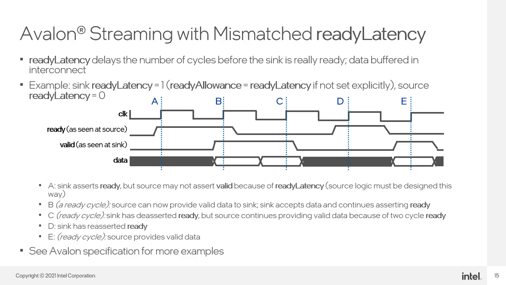Note that if readyAllowance was set to 2, for example, cycle D would also be a ready cycle, allowing the sink to continue receiving valid data 2 cycles after the last ready assertion back at cycle B. Finally, cycle E is another ready cycle due to the ready assertion at cycle D. Since ready was held for only a single cycle, cycle E is the only ready cycle after cycle D. So as you can see, it's easy to adjust how the handshaking and back pressure work through interface properties. See the Avalon specification for more examples on the use of these properties.